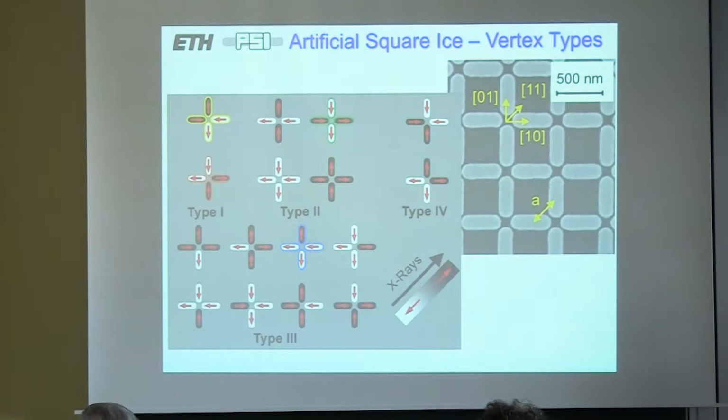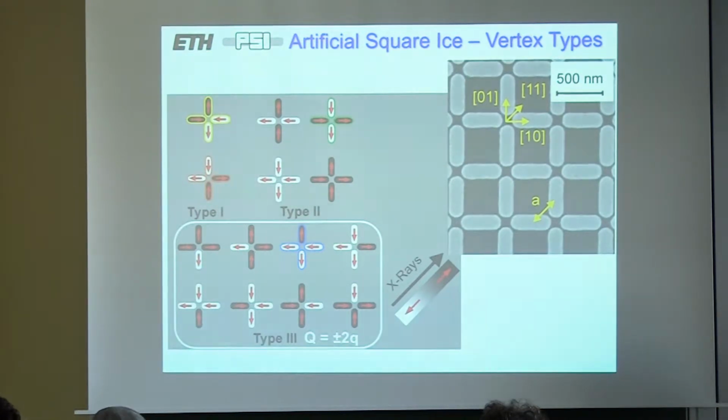Now, that was the square ice. It's worth now to talk about the naming of the types, or the vertex types, so the different configurations at the vertices. And these are labeled type 1 to type 4. Type 4 is the highest energy state, with all moments pointing out or all moments pointing in. This is highly energetically unfavorable, so you don't usually see this in the experiment, so let me just get rid of those. The next lowest energy state are the type 3 vertices.